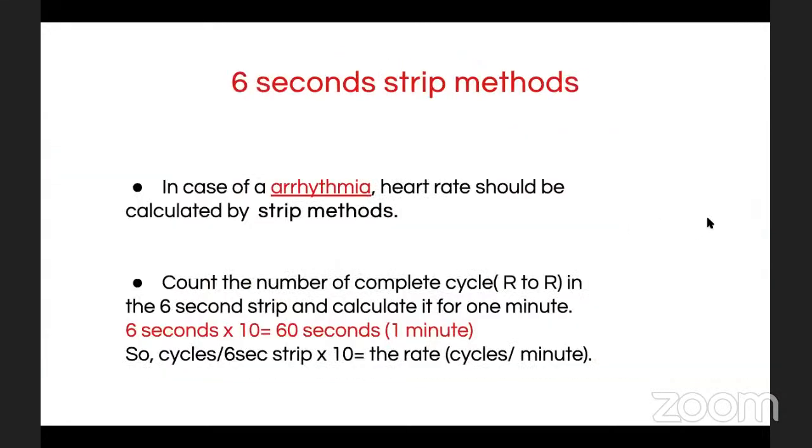صح يعطيك العافية 72. أوكي الحين نجي على الطريقة الأخيرة اللي هي 6 second step method. in case of arrhythmia يعني هذه أنسب طريقة نحسب فيها الريت، 6 second step. أوكي في حالات الأريثميا heart rate should be calculated by the step method. أوكي كيف نحسبها؟ count the number of complete cycle R to R.